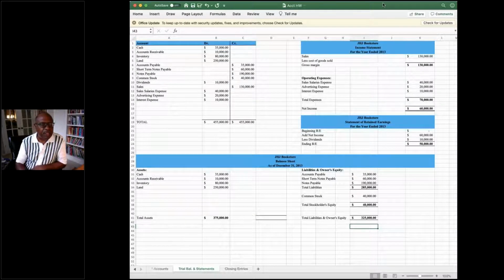So let's go back. You have a trial balance here. Assets at the top, liabilities here. Dividends and sales and so on. So 455.